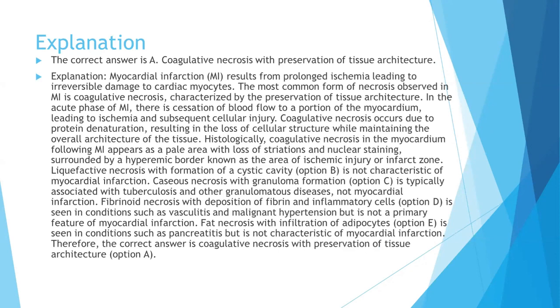The most common form of necrosis observed in MI is coagulative necrosis, characterized by the preservation of tissue architecture. In the acute phase of MI, there is cessation of blood flow to a portion of the myocardium, leading to ischemia and subsequent cellular injury. Coagulative necrosis occurs due to protein denaturation, resulting in the loss of cellular structure while maintaining the overall architecture of the tissue. Very, very important concept.